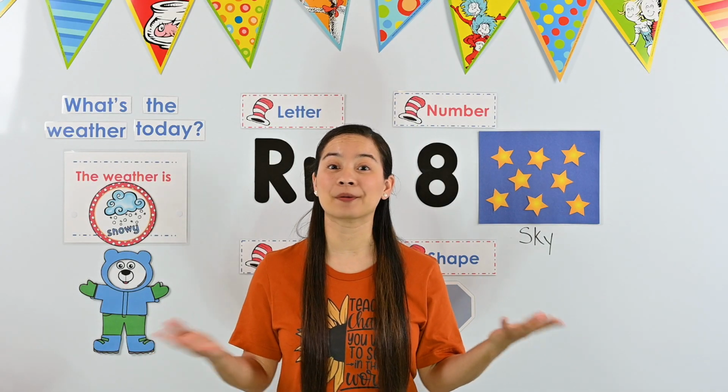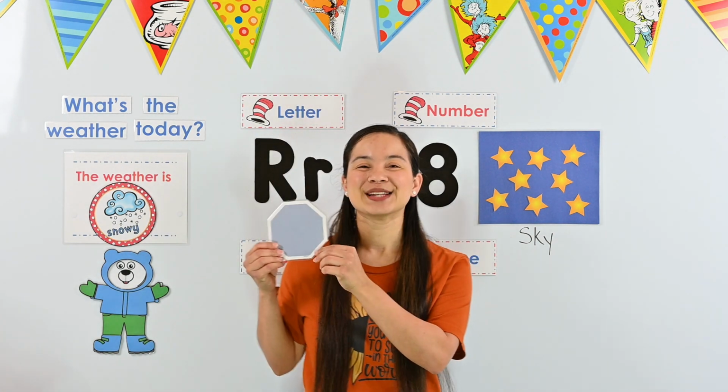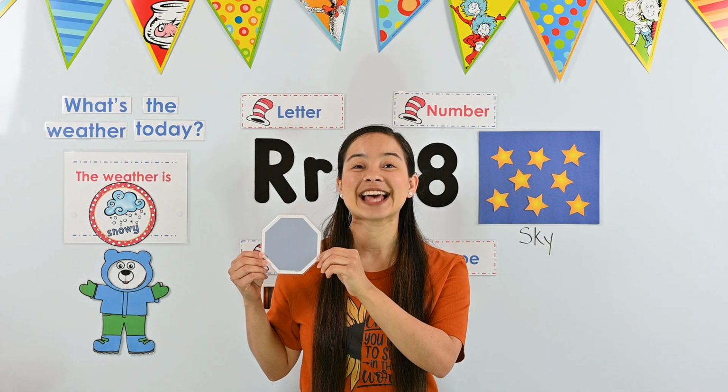Awesome job, friends. You helped me sort the brown objects. If the object was brown, we put it in the circle. And if it wasn't brown, we left it right where it was. Awesome practice. Okay, now it's time to move on to our shape of the week. Do you remember the name of this week's shape? It's an octagon. Can you say octagon?